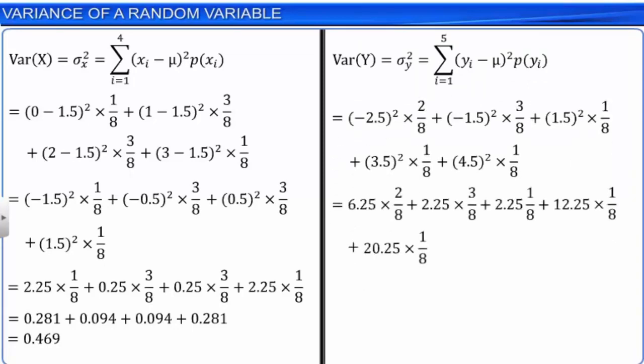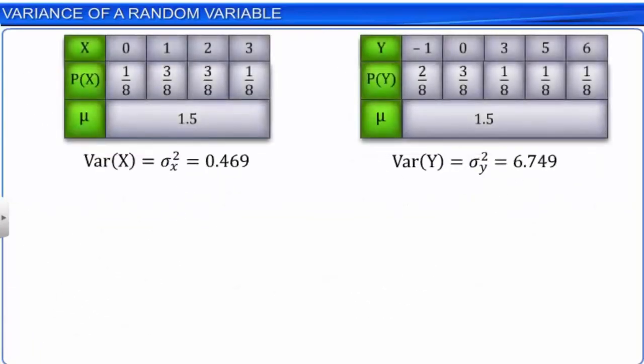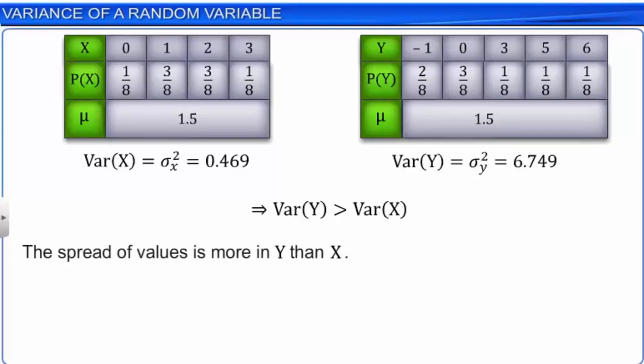The variances of the probability distributions are 0.469 and 6.749. This implies that the variance of random variable y is more than the variance of random variable x. Thus, we can say that the spread of values is more in y than in x. Let's review the formula for the variance of variable x again.